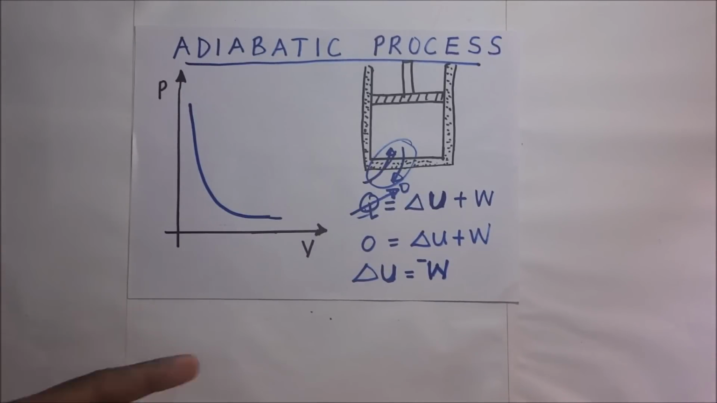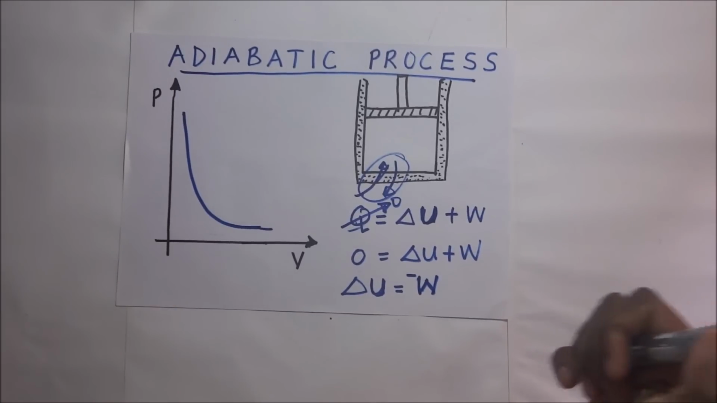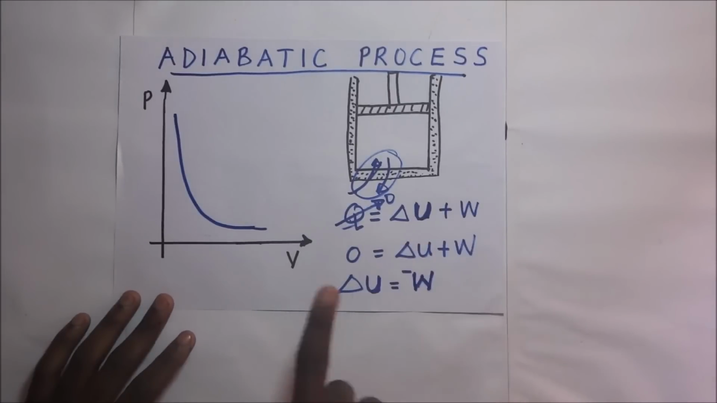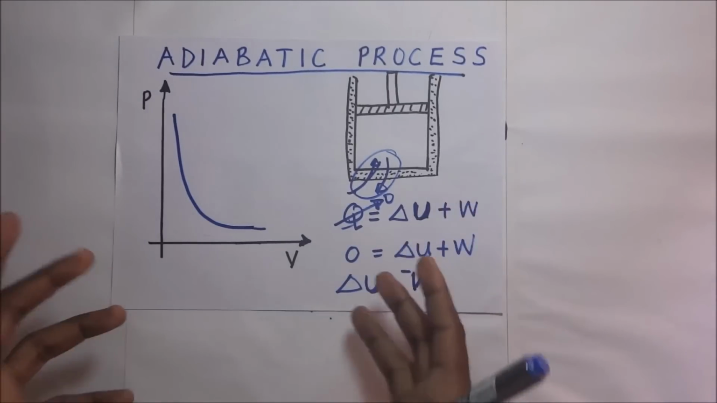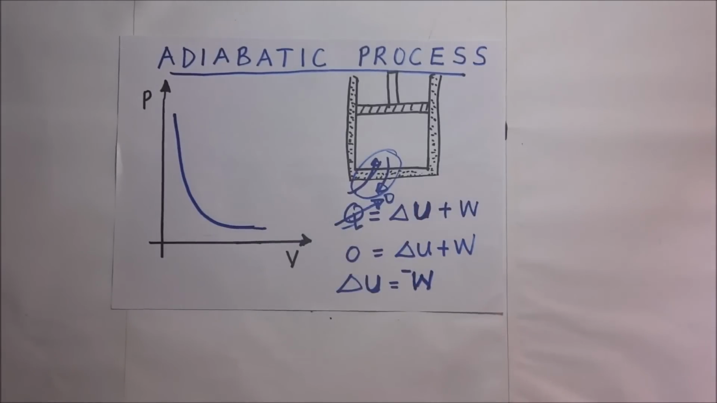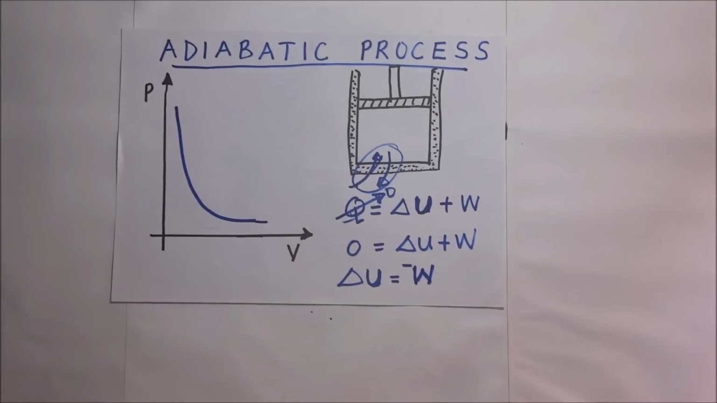Now we may give some examples of processes that are approximately adiabatic in real life. If, for example, a car tire bursts, the air in the car tire escapes very rapidly. That rapid escape of air from a burst tire is a process that is nearly adiabatic, though not perfectly adiabatic according to this model.